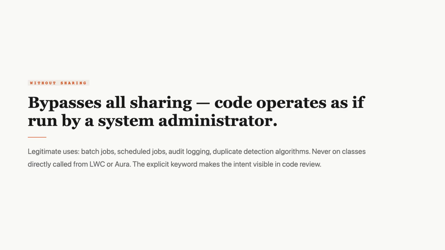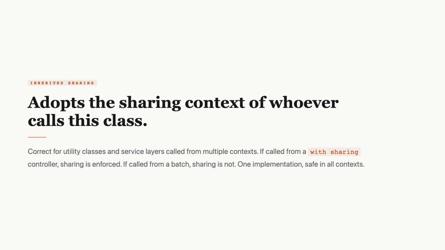Inherited sharing was introduced in API version 42.0. A class declared with this keyword adopts the sharing context of whoever calls it. If a with sharing controller calls a method on an inherited sharing utility, the utility runs with sharing enforced. If a without sharing batch job calls the same method, the utility runs in system context. This is ideal for repository or service classes used across multiple layers of your application. Think of it as neutral. The utility carries no fixed security decision, and the caller's declaration determines the behavior. Write the class once, deploy it safely in both contexts.